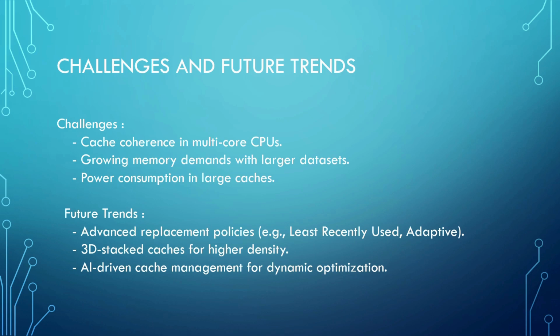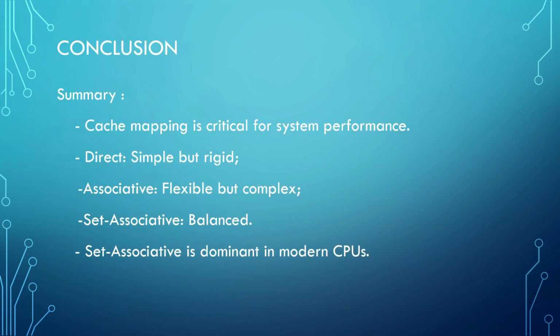So some challenges and future trends. Cache coherence in multi-core CPUs, the growing memory demands on the caches with larger datasets, and the power consumption of large caches. So the future trends, I think, are going to be advanced replacement policies, 3D stacked caches for higher density, and AI-driven cache management for dynamic optimization.